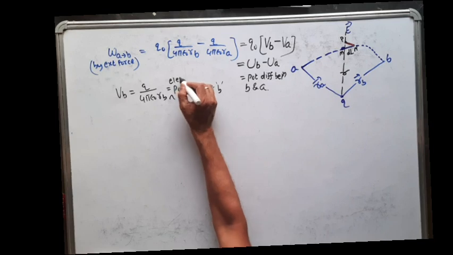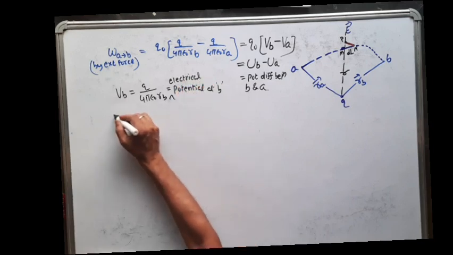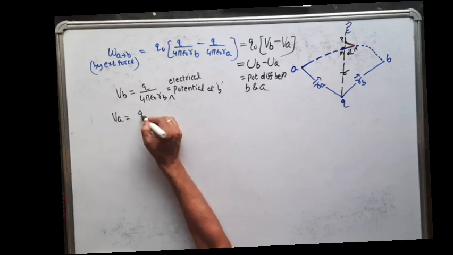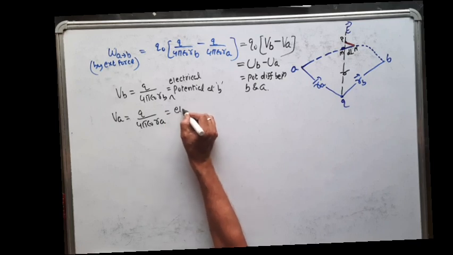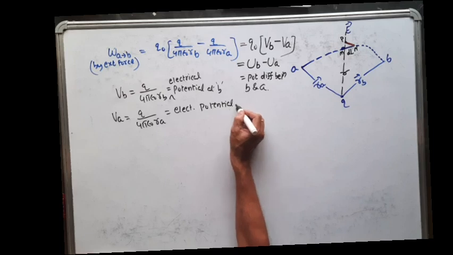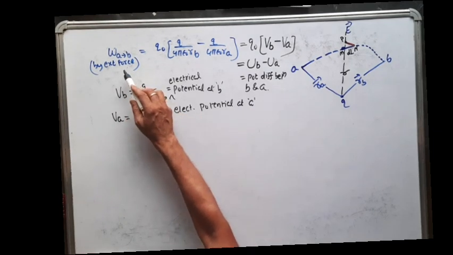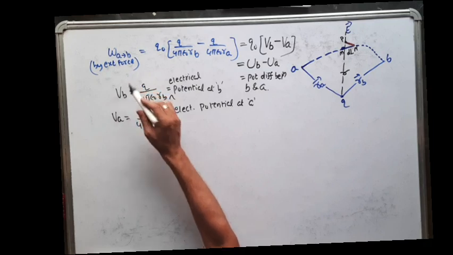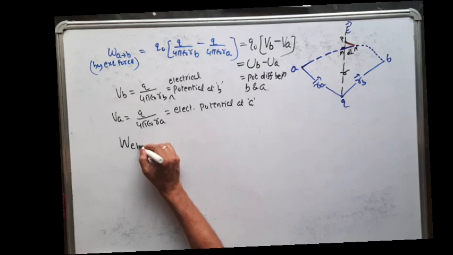So this is electric potential, just like gravitational potential. Similarly, it is electric potential at B. Similarly, VA is equal to Q by 4 pi epsilon naught RA. It is electric potential at A point. Okay. So now we see this is the work done by the external force. Then what is the work done by electrostatic force?